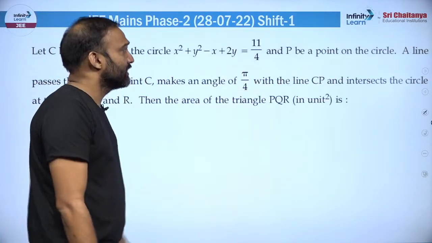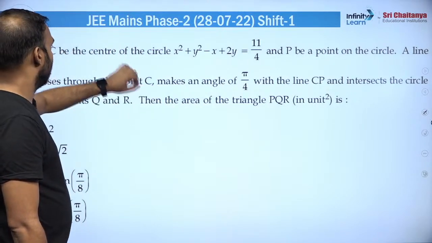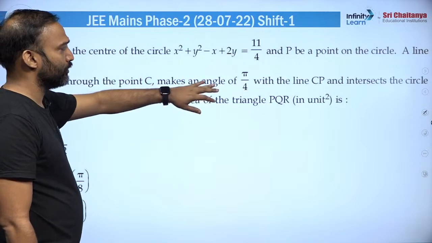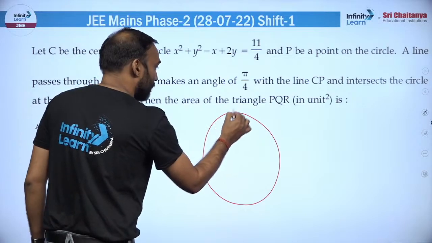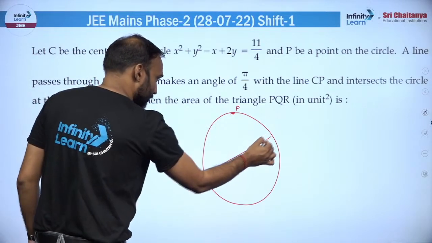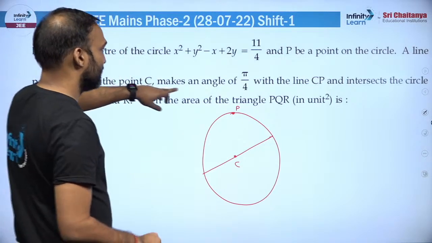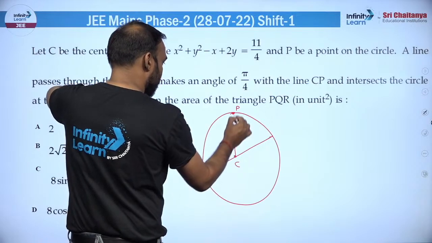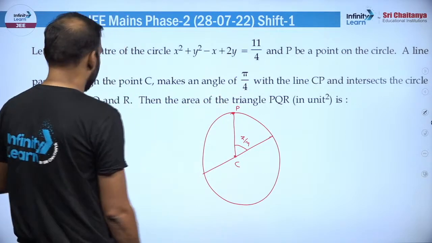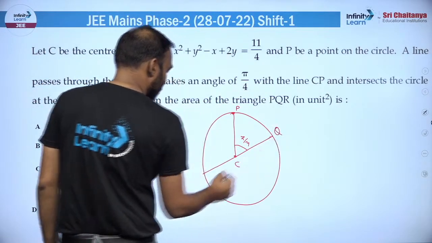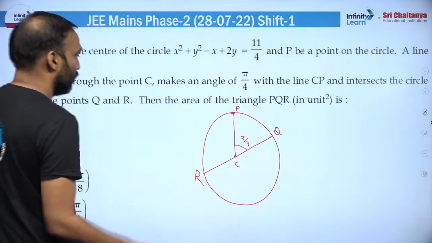Next question, I have a circle and there is a P point on the circle. A line passes through the point C, which is the center of the circle, makes an angle pi by 4. Okay, we'll draw this figure. So I have a circle, there is a point P on the circle, there is a center C, right? A line passing to the C makes an angle 45 with the CP. So this angle is given as pi by 4. Intersect the circle at point Q and R. So this is Q, this is R. I have to find out the area of the triangle PQR. Okay.